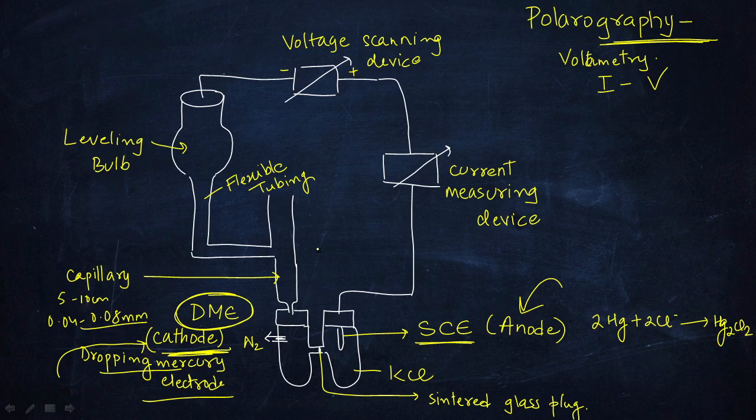So now this is the construction. We have two tubes, and both the solutions are separated by a sintered glass plug. Since it is a process of voltammetry, what do we measure? We measure current and voltage. So we have a voltage scanning device and a current measuring device. So all this is sealed.